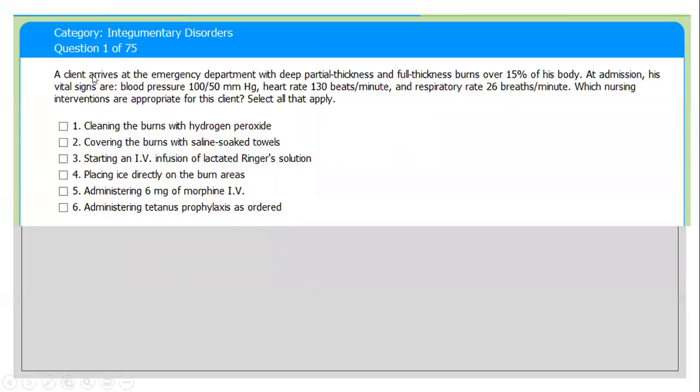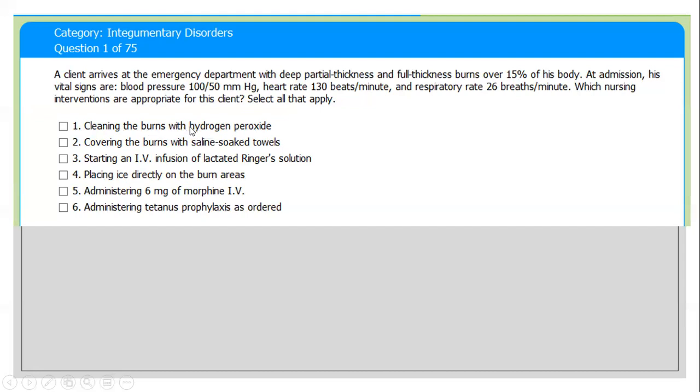A client arrives at the emergency department with deep partial thickness and full thickness burns over 15% of the body. After admission, his vital signs are blood pressure 100 over 50 millimeters of mercury, heart rate 130 beats per minute, and respiratory rate 26 breaths per minute. Which nursing interventions are appropriate for this client? Select all that apply.